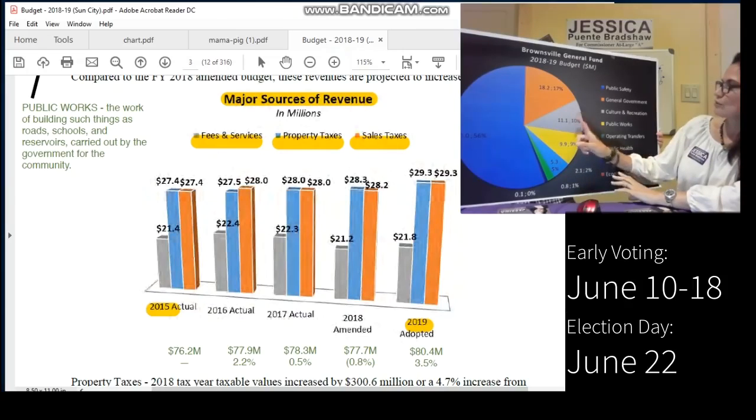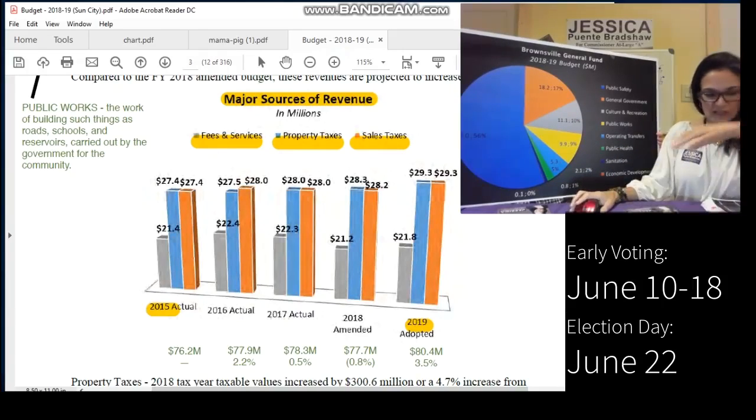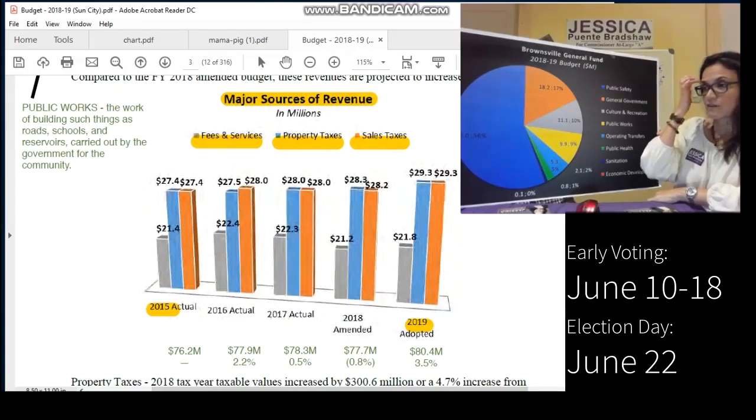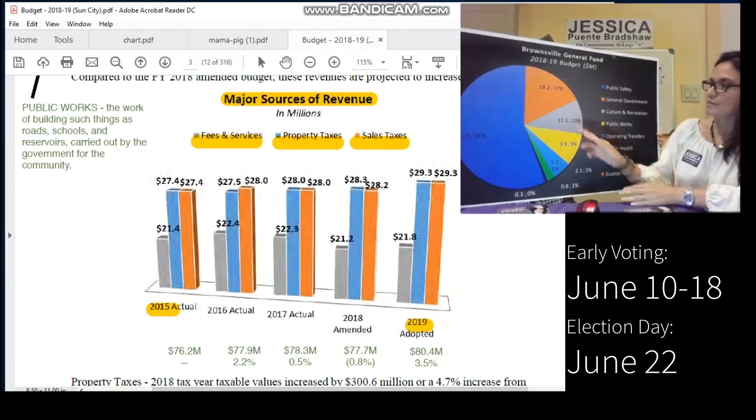Next one is culture and recreation. That has to do with all of, I call it the fun bucket. So it's what's really fun and things we really enjoy doing. A lot of our city events that we enjoy come out of that one. 11.1 million, or 10% of the budget.